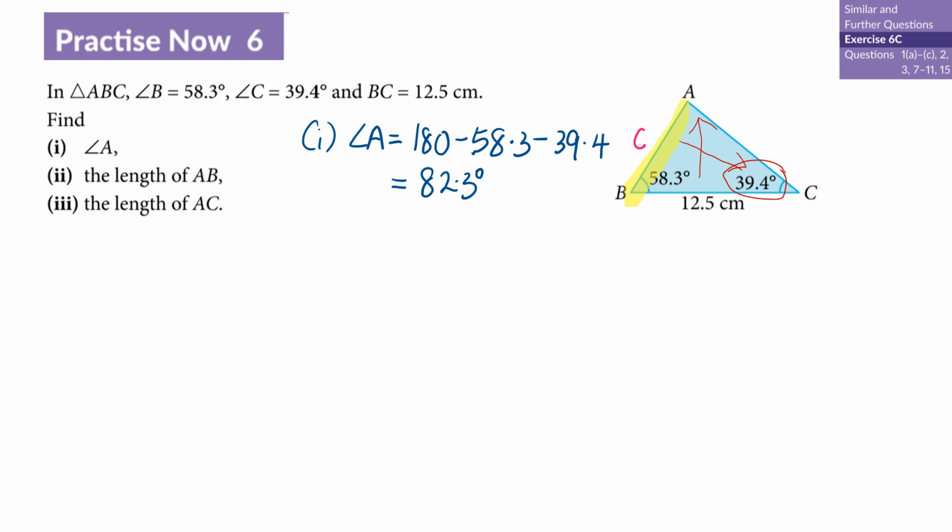Okay, let me erase this. Right, so we're going to label AB as lowercase c because it's opposite angle C, and then we're going to fill in angle A, which we found earlier to be 82.3. And if you were to draw the arrow, this is what is happening.